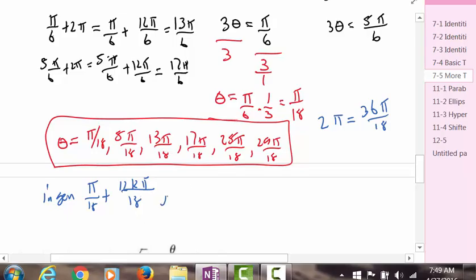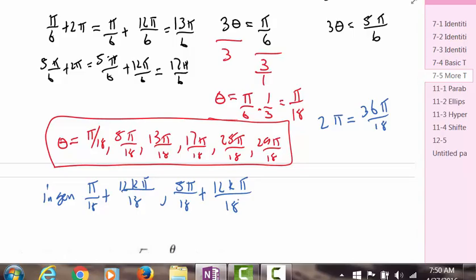And then what would the other form look like? 5 pi over 18 plus 12k pi over 18. Okay, so that would give me a general case. So you tell me how many answers you want, and I'll plug a k in and figure out the angle that goes with that. All right, any question on that?